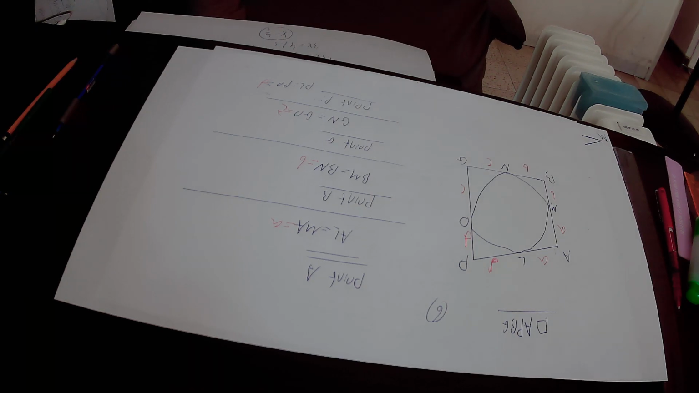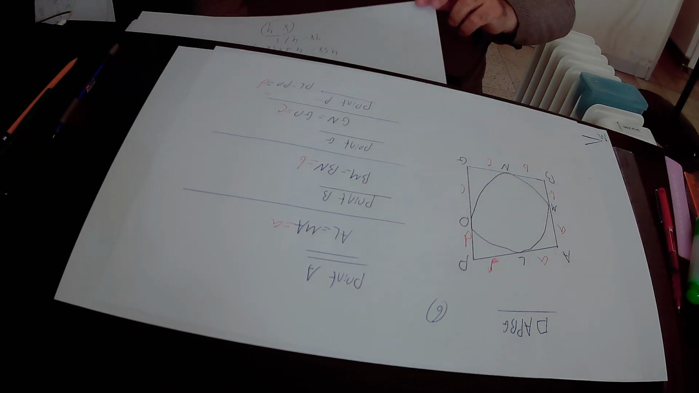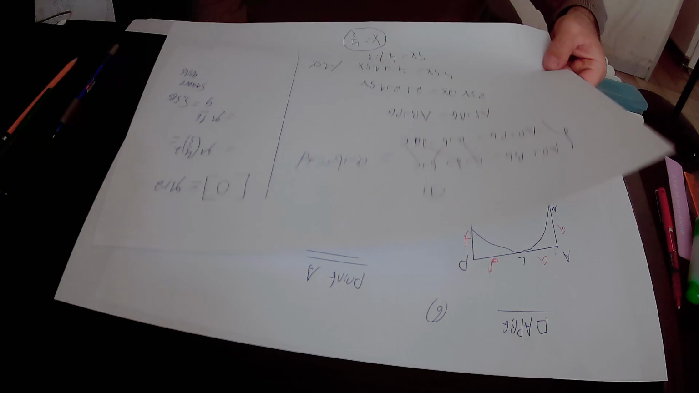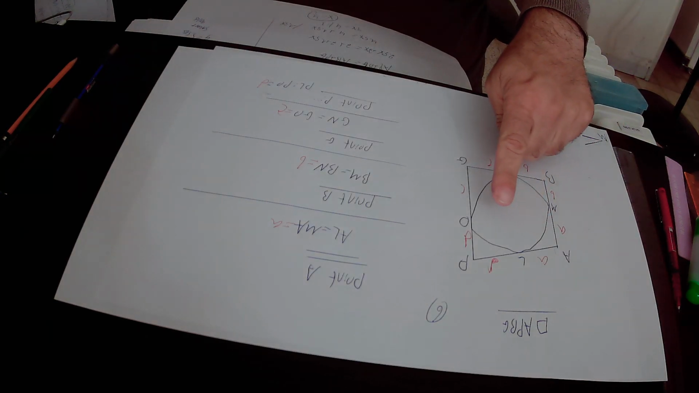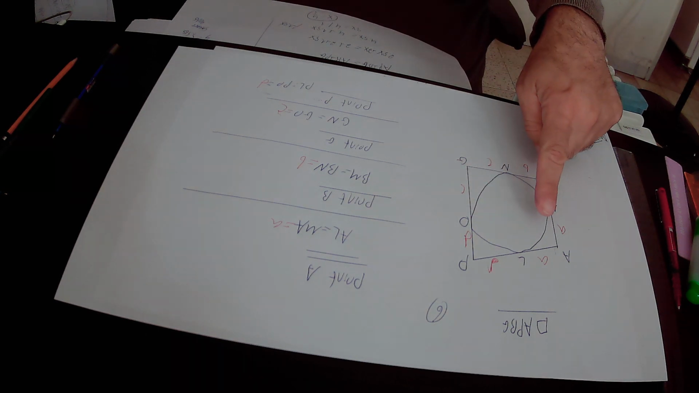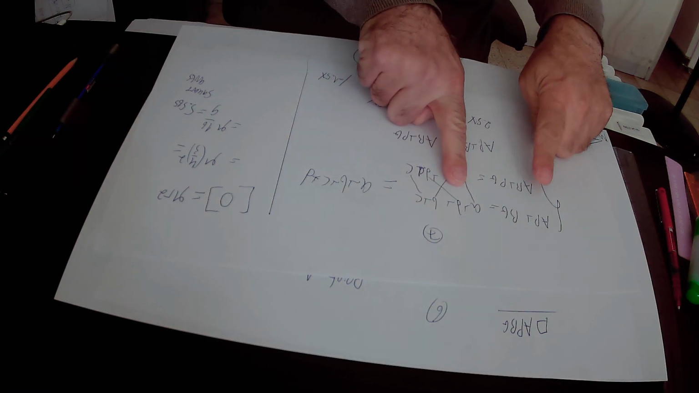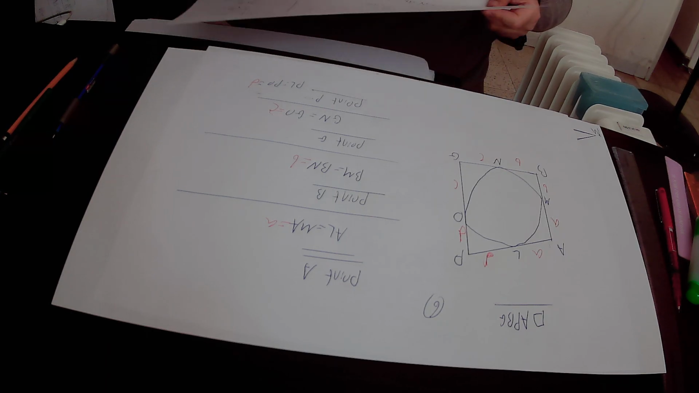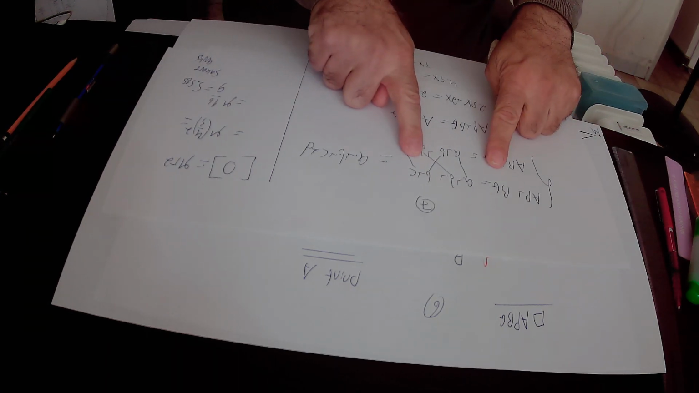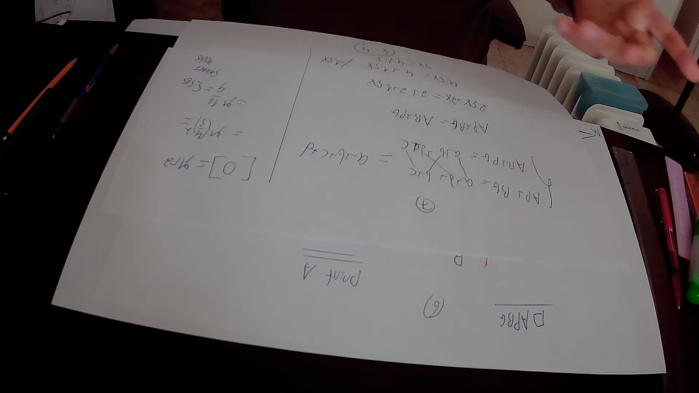Okay, in the next step, we added side AP to side BG. AP equals A plus D, and BG equals B plus C. So we found out that AP plus BG equals A plus D plus B plus C. This is actually A plus B plus C plus D.